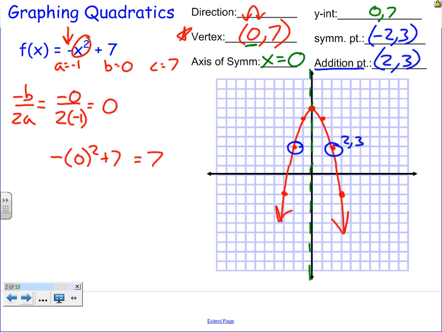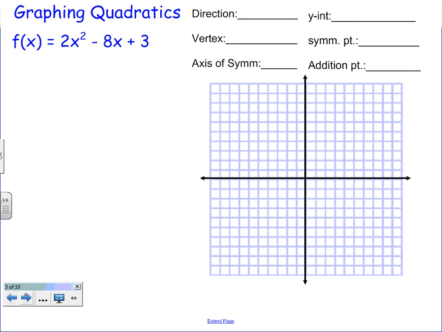Okay? Notice we're able to find all the key points, able to graph it accurately using the stepping, the starting point, the direction, and so forth. Okay? Let's look at another example. All right, so this one here, I'm actually going to go the other direction. I'm going to find all this information first. So I'm going to start with the direction. It's a positive 2, so the curve's going up.